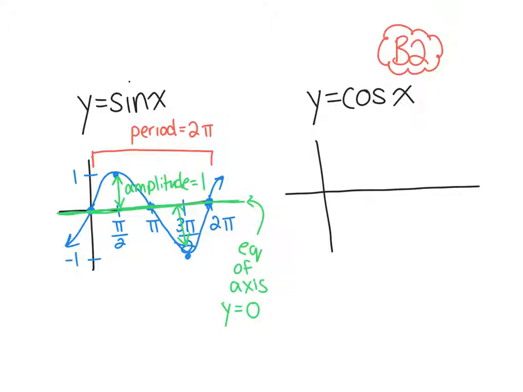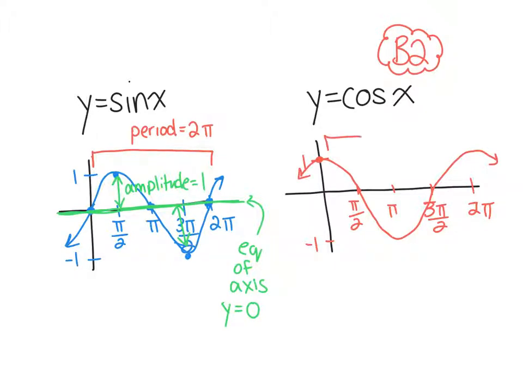The only difference for cos x is that it passes through this point up here, (0, 1). And then when it does this, it follows the same pattern. So it goes down here, and then down to -1, and back up, and then it keeps going. So it still has a period of 2 pi. It still has an amplitude of 1. And it still has an equation of axis right through the middle at y equals 0. So that's what your sine and cos graphs look like.